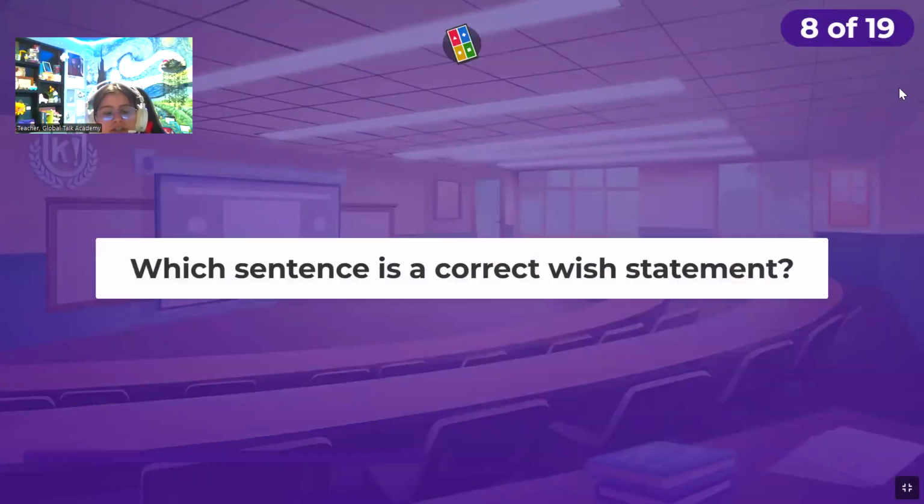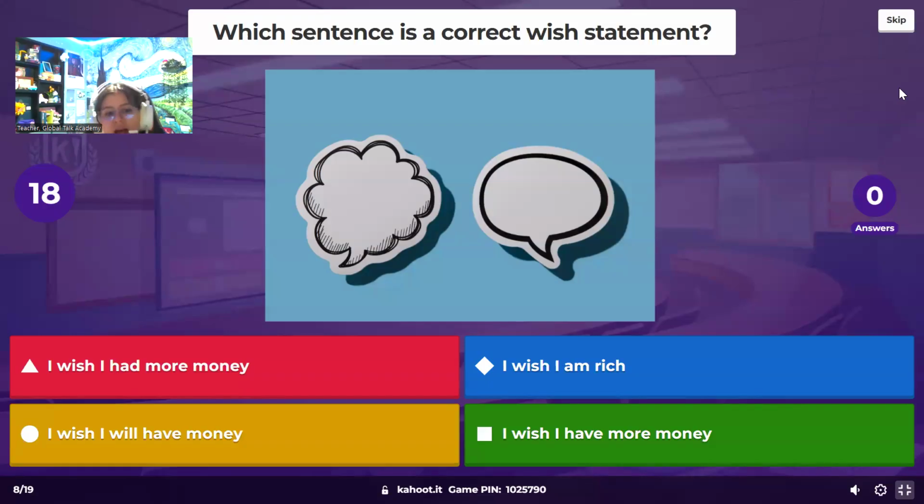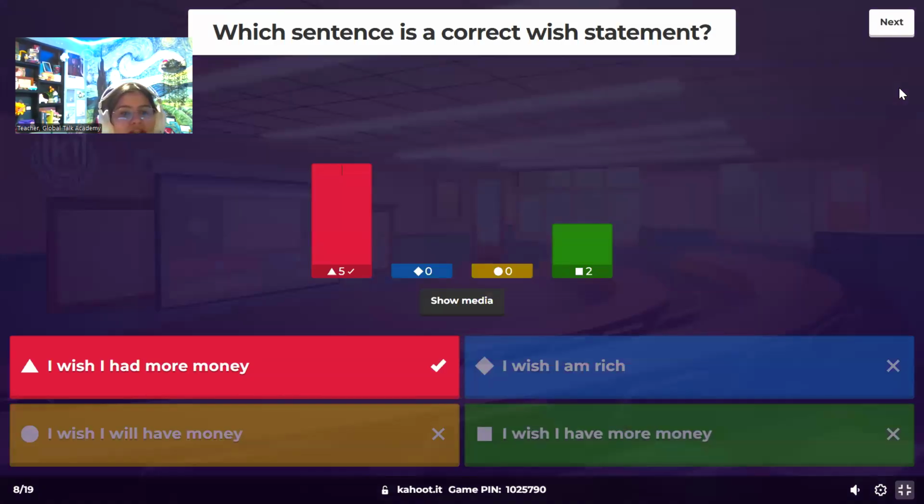Let's go with 8. Which sentence is correct? I wish I had more money. I wish I will have money. I wish I am rich. I wish I have more money. So which one is correct according to what we have studied? Right. I wish I had more money. So we have the subject, we have wish, again the subject, and had, which is have, the verb tener, but in the past, right? Desearía tener.